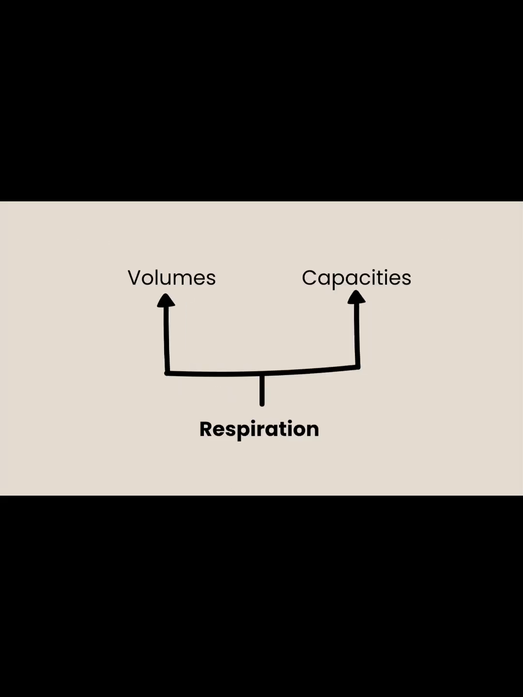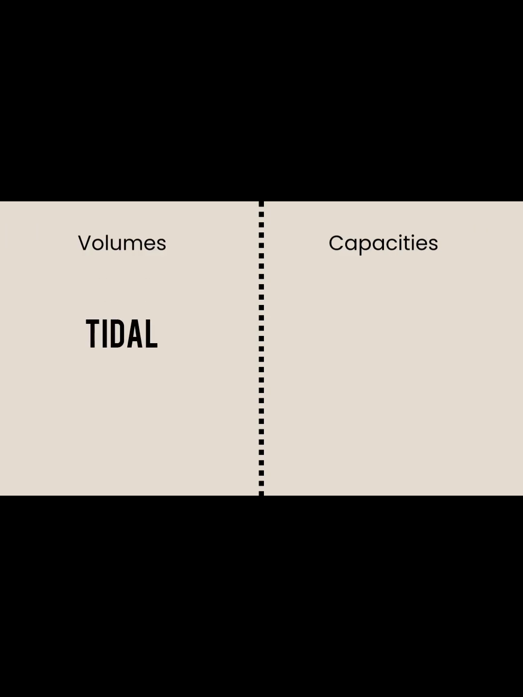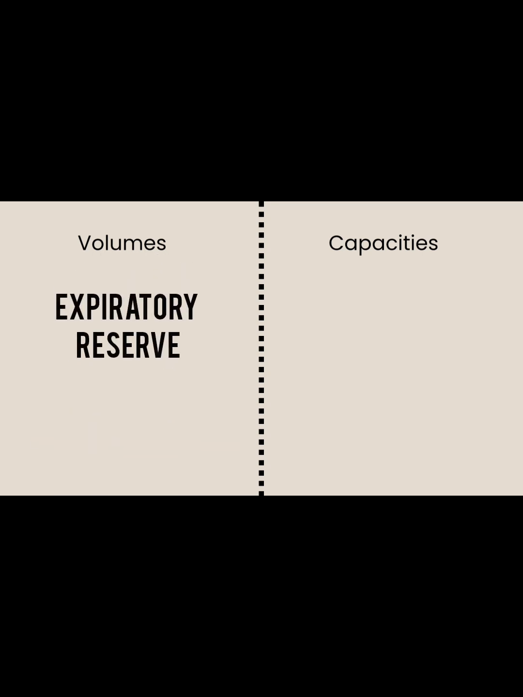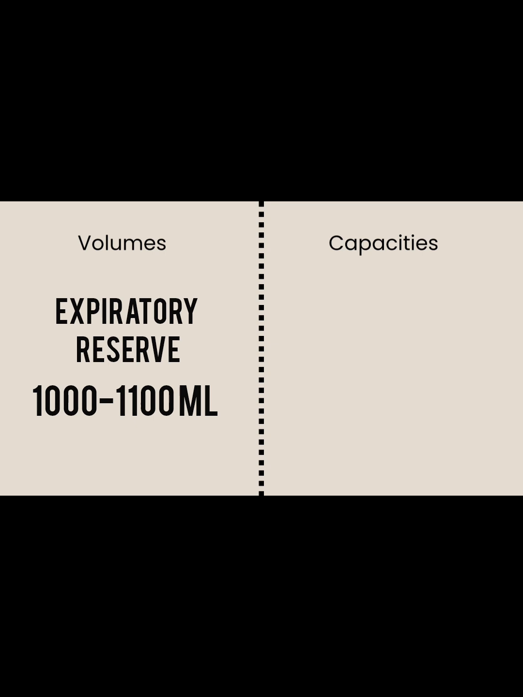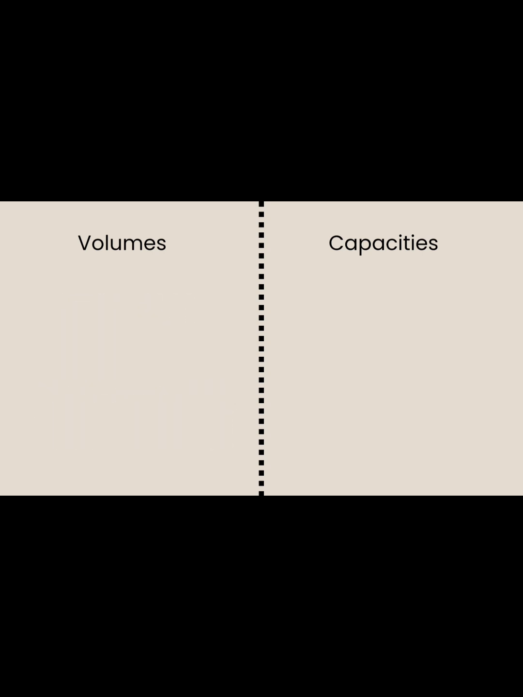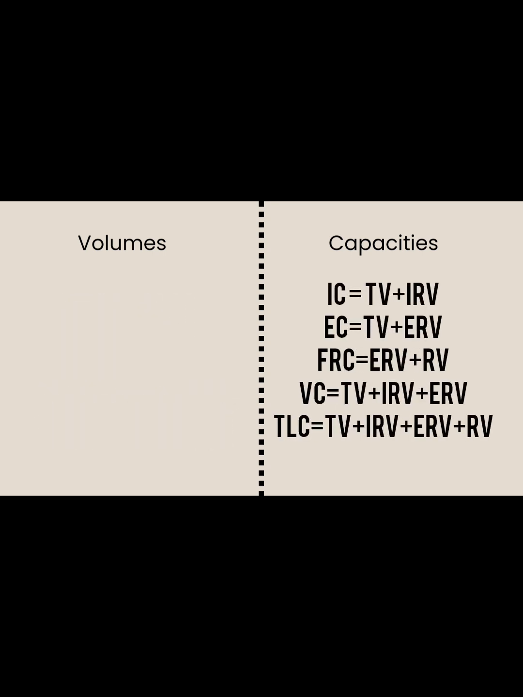Not all breaths are equal. The air you breathe can be measured in volumes, and these combinations are called capacities. In volumes, we have tidal volume, which is about 500 ml in a normal breath. We have inspiratory reserve volume, which is 2500 to 3000 ml after a normal breath. Expiratory reserve volume, which is about 1000 to 1100 ml after a normal breath, and residual volume, which is about 1100 to 1200 ml after maximum exhalation. The capacities shown on the screen are the sum of different types of combinations of volumes.